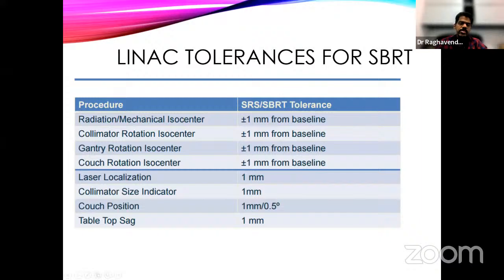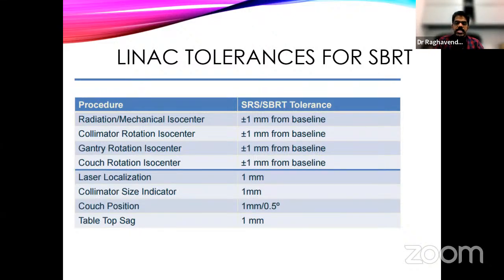In addition to that, the localization error of your laser should be within 1 millimeter. Collimator size indicator should be 1 millimeter. The couch position or the rotational aspects here, which was about 1 degree previously for gantry and the couch, has come down to 0.5 degree, a little more strict.